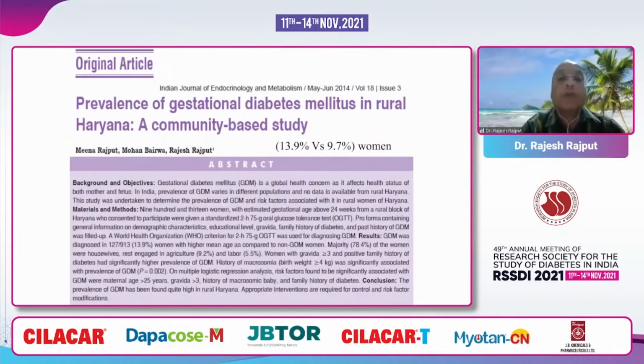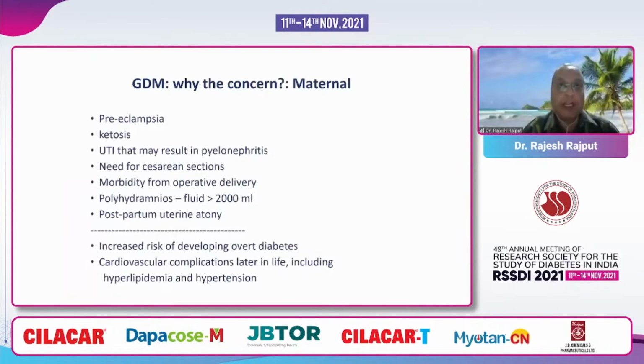Then we have also assessed prevalence in rural Haryana. Again, there are very few studies regarding prevalence in the rural population. So this is a hardcore rural population study where again we identified that the prevalence of diabetes from different criteria varies from 9% to 14%. So definitely there is a huge burden of GDM in our population.